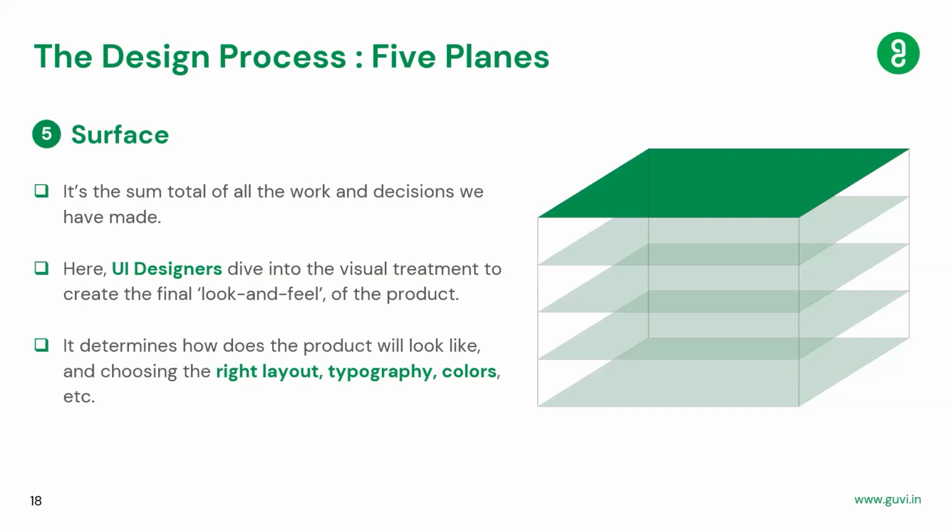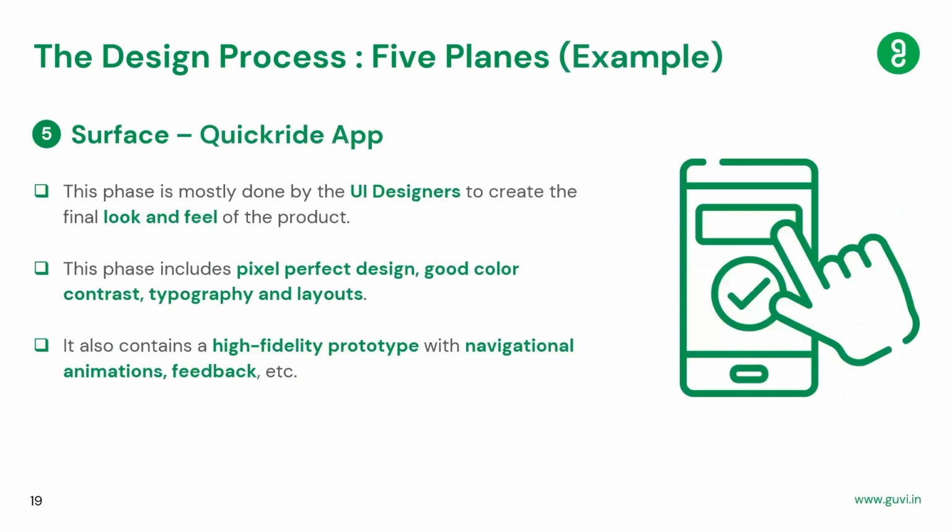They use the right layout, the right fonts or typography, you can say, color palettes, and transition and navigational animations, whatever it takes. The UI designers don't make the product, they just make the final look and feel of the product, how it will look after development. In the quick ride example, UI designers create the final look and feel of the product. So this phase includes pixel perfect design, good color contrast, typography, and layout.